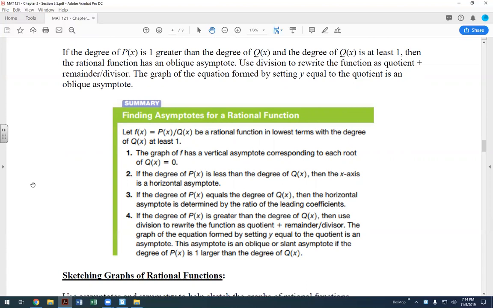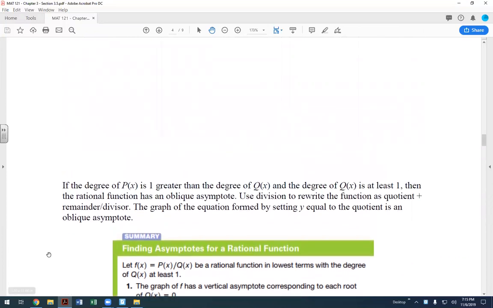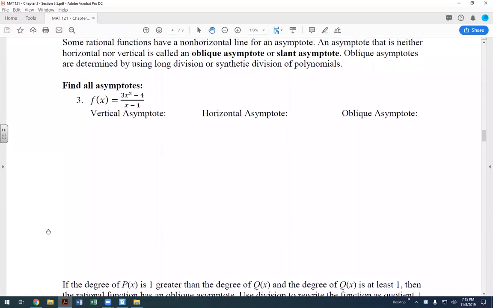If the degree of the numerator is greater than the degree of the denominator, that's the only time you will see an oblique asymptote, and we rewrite our function as quotient plus the remainder over divisor. And as far as your asymptote itself goes, it's going to be just the quotient. Okay, that's the only portion that we will need out of that. So any questions on this number 3?